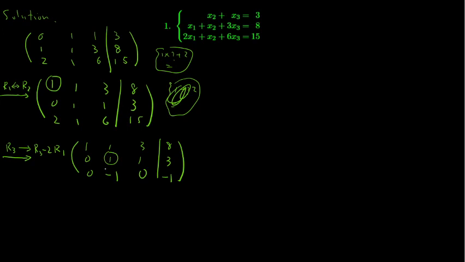This location is already 1. We do not have to do that, right? And then what we do is to use this one to make the numbers below zeros. We want to use this one to make this location 0. Anybody want to tell me what to do? So just tell me the multiple. What multiple of row 2 do we add to row 3? Then we can make this location 0.